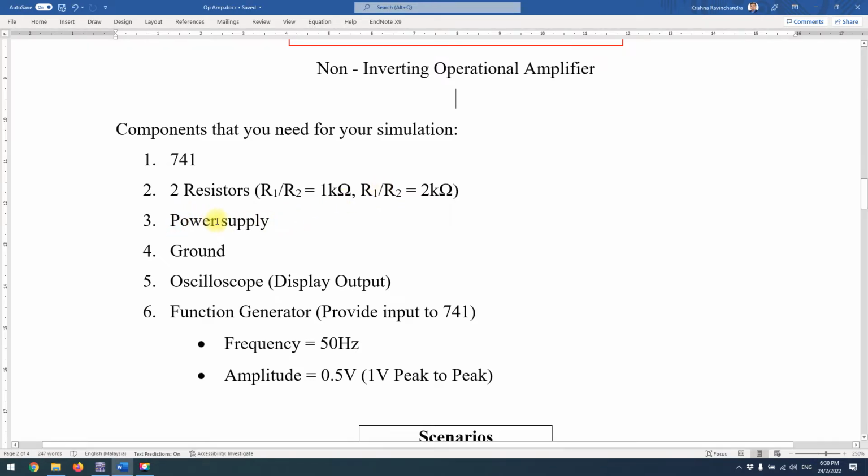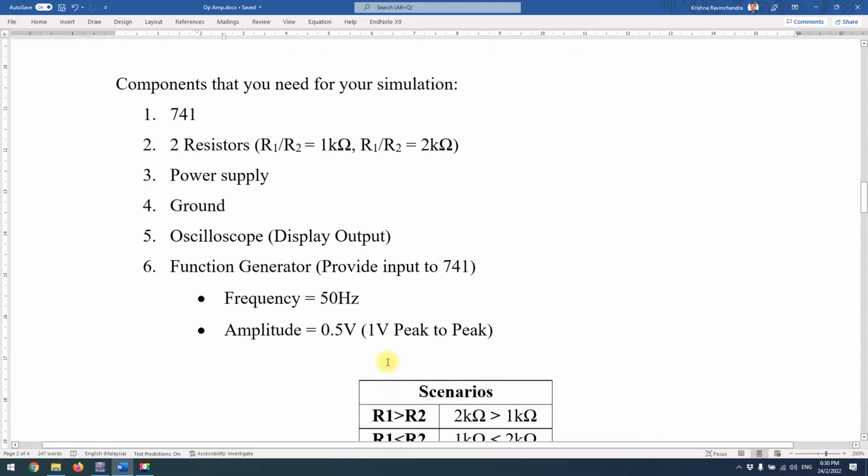The power supply is mainly for pin 4 and pin 7, and grounds. The oscilloscope is to display the output, and a function generator provides the input into the IC 741. We need to set the frequency to 50 Hertz and the amplitude to 0.5 volts. When the amplitude is 0.5, our peak-to-peak value is going to be 1 volt.